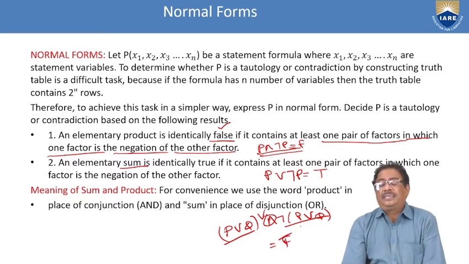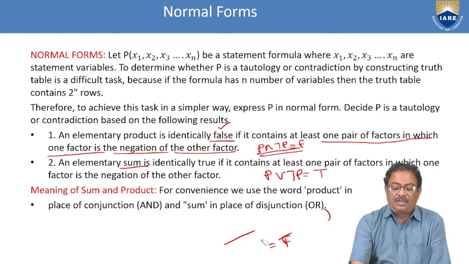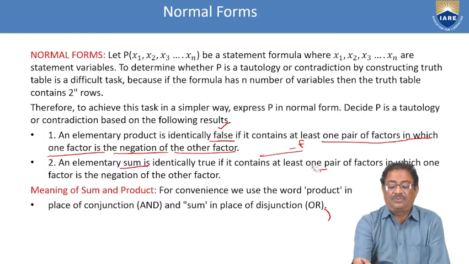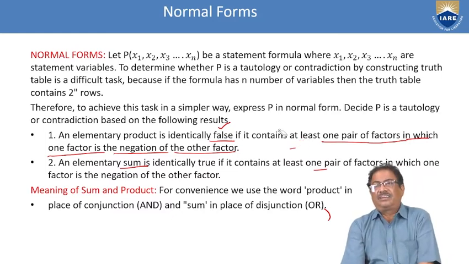In the same way, if I am taking a sum instead of a product, then this will be true. So it is a tautology. If the reduced forms are as mentioned, either this one or this one, then we can say that it is a contradiction. Otherwise, it is a tautology.